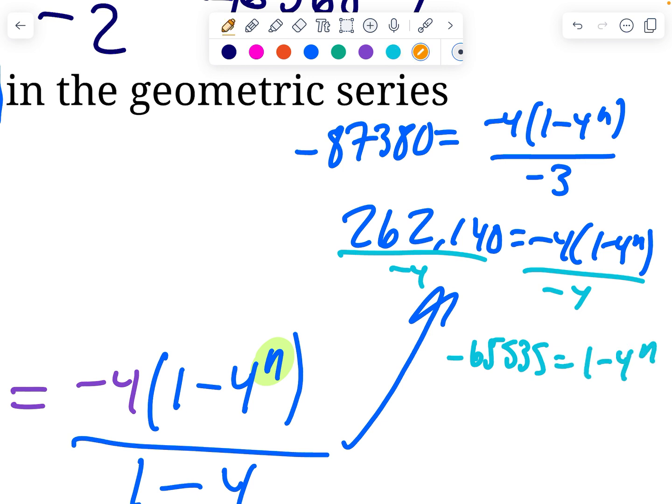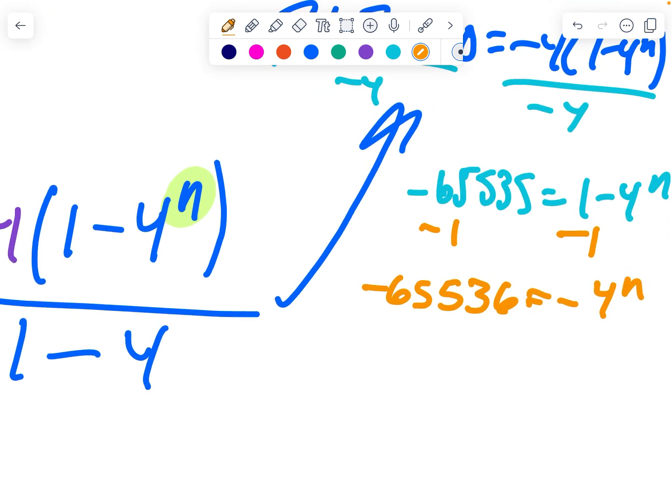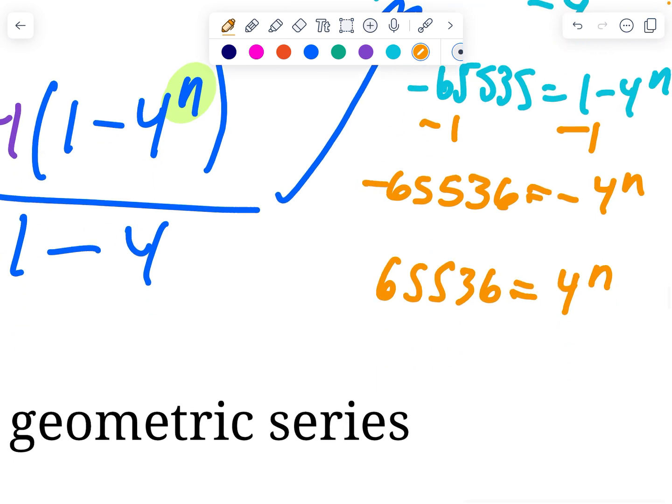Be careful here. You want to get rid of that 1. You get negative 65,536 equals the opposite of 4 to the n. Notice how I'm saying that, not negative 4 to the n, the opposite of 4 to the n. Make them both positive. Divide both sides by negative 1. And here is the question. Again, you can use logs to figure this out, or you can just rely on the fact that you know it's got to be some whole number power, and you can kind of just guess.